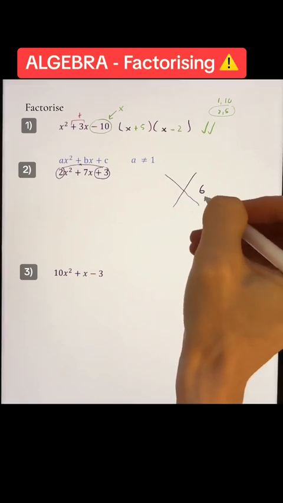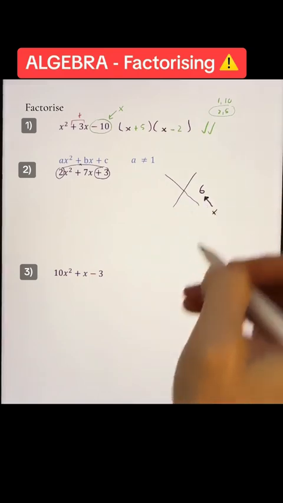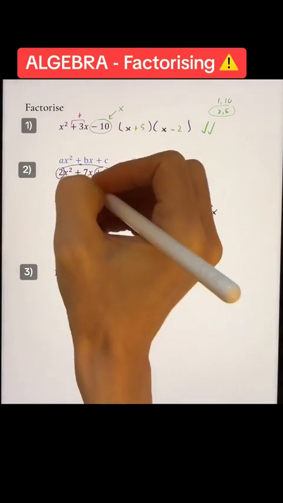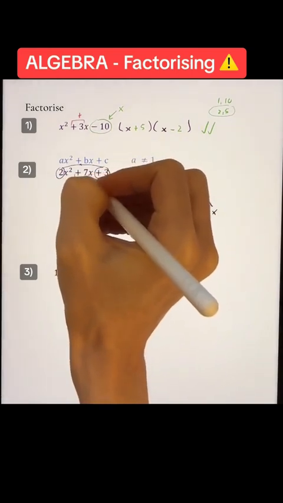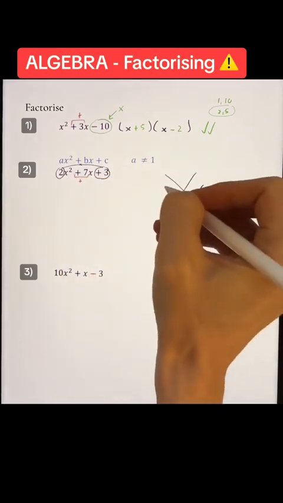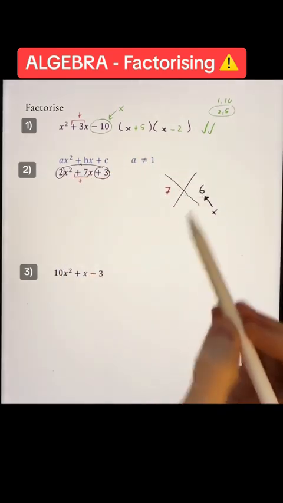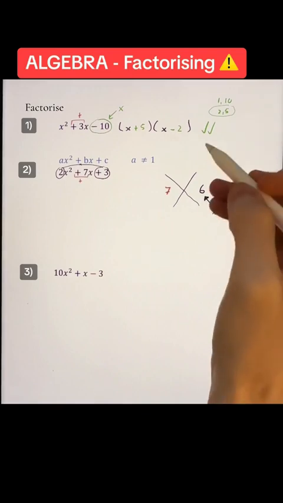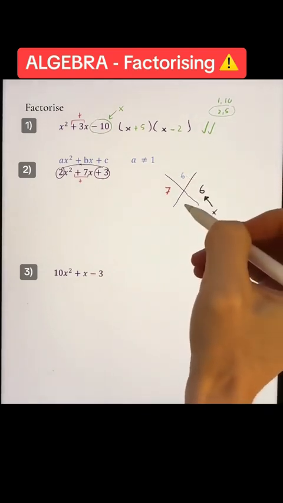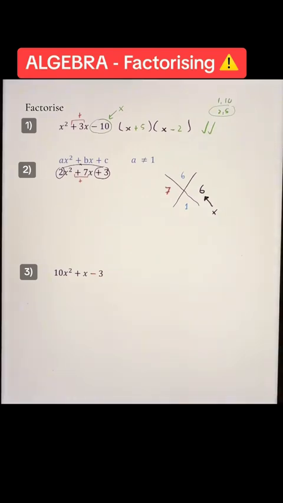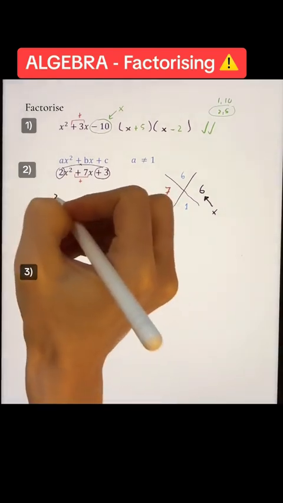So I need to find two numbers that multiply to give us positive 6, and the same two numbers must still add to give us the number in front of the single letter, which in this case is plus 7. The only pair that multiply to give us 6 and add to give us 7, in this case, are 6 and 1.